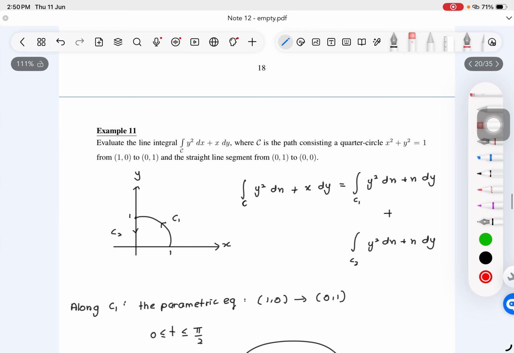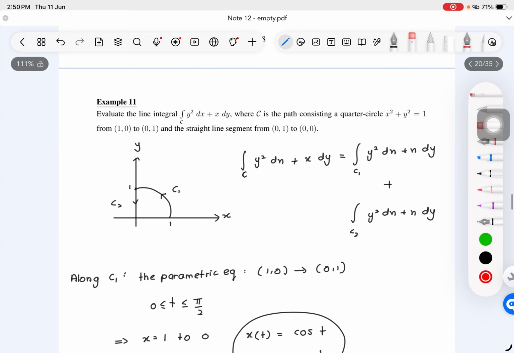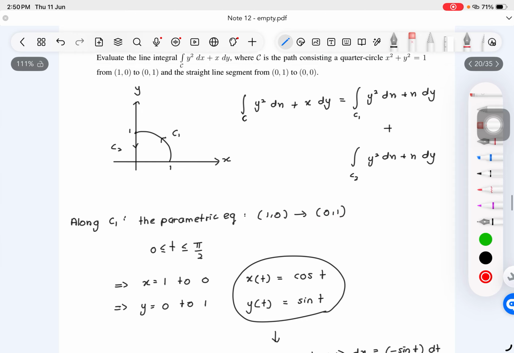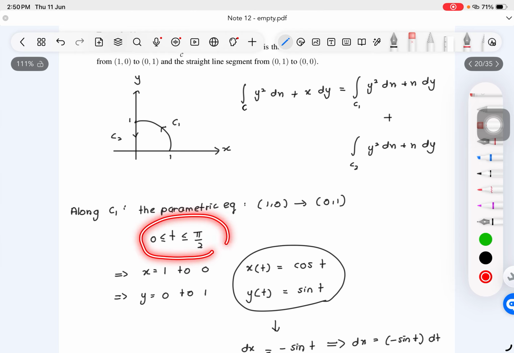Alright, now we want to solve for C1. Here, you know that the point is moving from (1, 0) to (0, 1). How to obtain t is like in the previous example, so you just need to refer to it. We already did it in the previous example, so your t is from 0 to pi over 2.